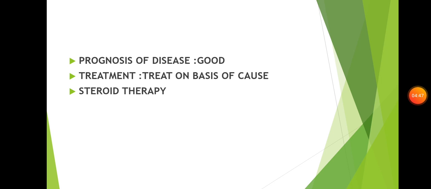Prognosis of the disease. Prognosis of the disease is good. Most people regain their normal vision within 12 months after an optic neuritis episode. Treatment: optic neuritis usually improves on its own, but in some cases, steroid medication decreases the inflammation of the optic nerve. That's all. Thank you.